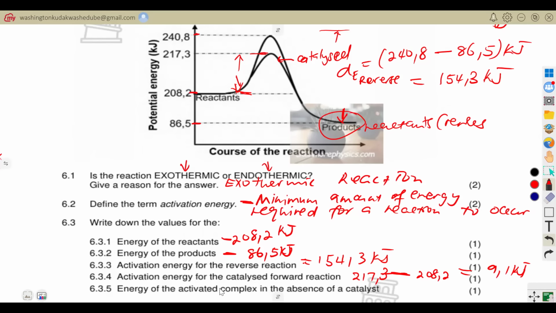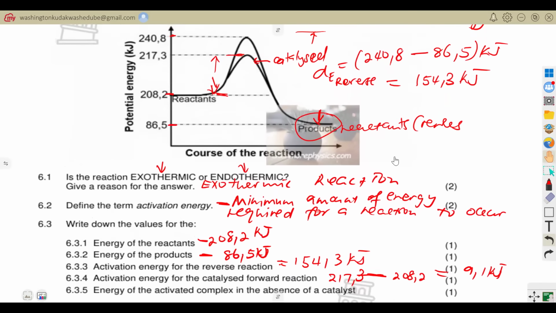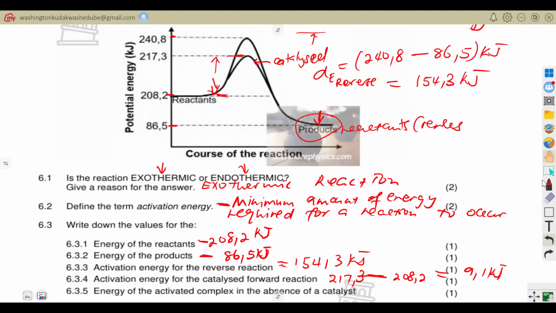What about the energy of the activated complex in the absence of a catalyst? In the absence of a catalyst, where would the activated complex be? You would find it here. That is where you would find it in the absence of a catalyst. So the activated complex would be here. Its energy would be equal to that, which is 240.8 kilojoules. That is how we were going to answer these questions.